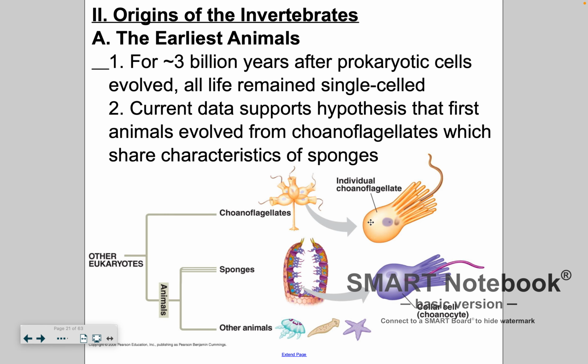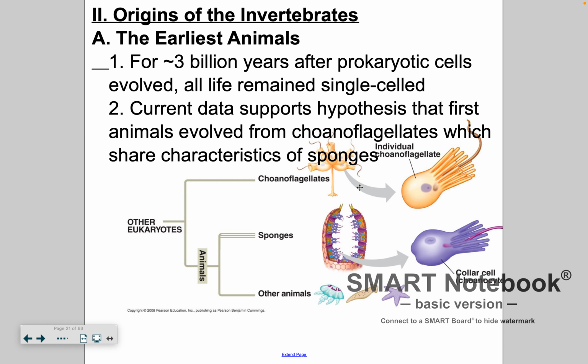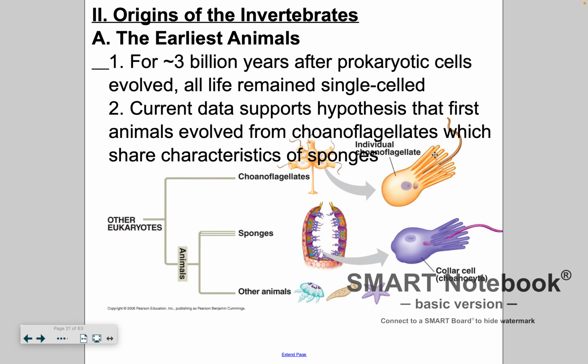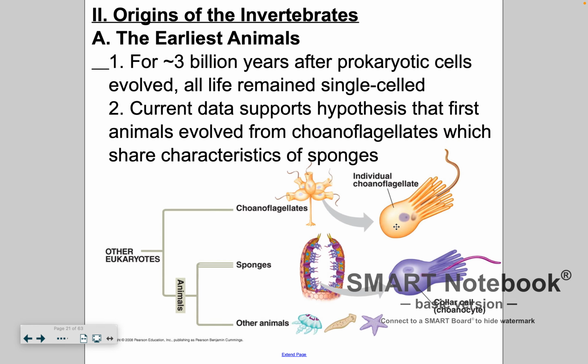When you look at the choanoflagellate and compare it to a cell of a sponge, they look very much the same. They have a collar and a flagellum tail that whips around, and they both filter feed. Protists can be eukaryotic, and choanoflagellates are. So they think that our earliest animals diverged from choanoflagellates and possibly evolved to sponges. That is the current hypothesis.